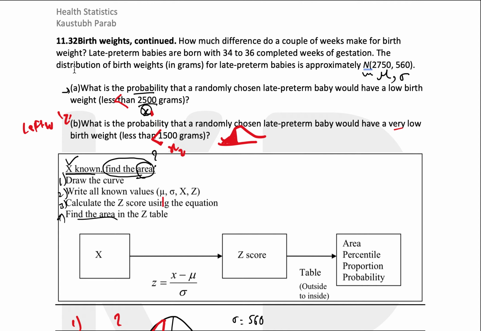Hi, so in this lecture, we're going to go over some of the questions based on the standard normal distribution. That is from the normal distribution chapter 11.